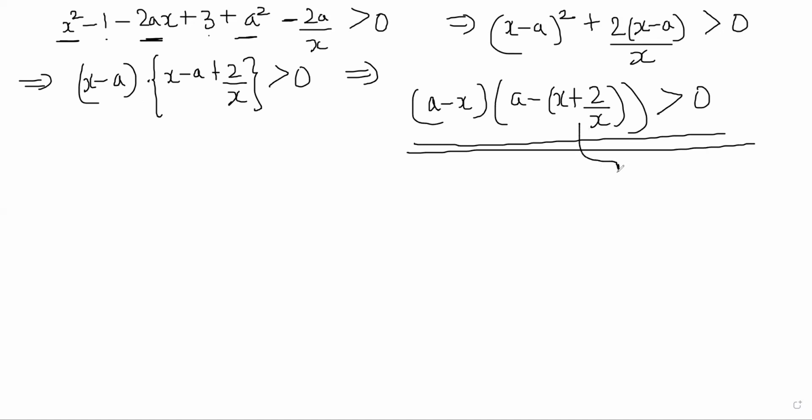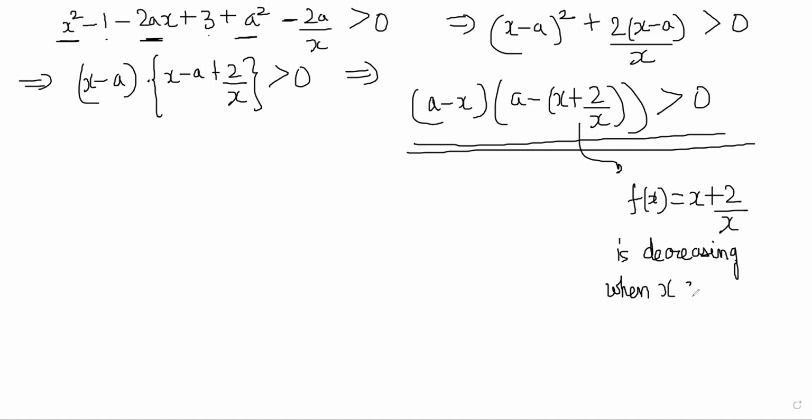Now here, this function f of x is equal to x plus 2 by x is decreasing when x belongs to 1 to root 2. Why? You can check f dash x. F dash x is 1 minus 2 by x squared. You can check that when x lies between 1 to root 2, f dash x is less than 0. So that shows us that this function is decreasing.